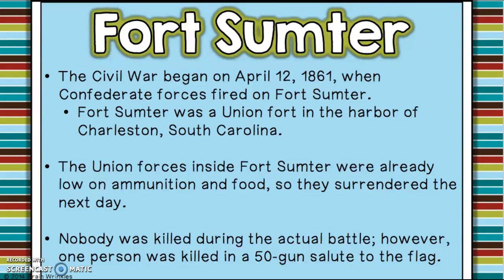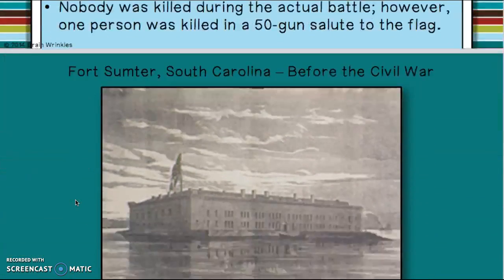So a siege is when people try and take an area. So they're attacking the fort, which is well fortified. That's where the word fort comes from. It's well protected. But because they were already so low on ammunition and food, the Union forces surrendered the next day, making the South, the Confederates, the new owner of Fort Sumter. Now, nobody was killed during the actual battle. However, a fun fact is that there was a person killed in a 50-gun salute to salute the flag after the battle. So no actual casualties of war, but there were casualties nonetheless.